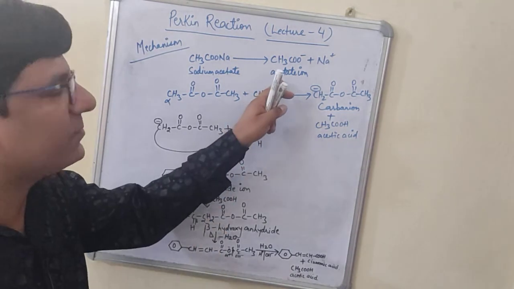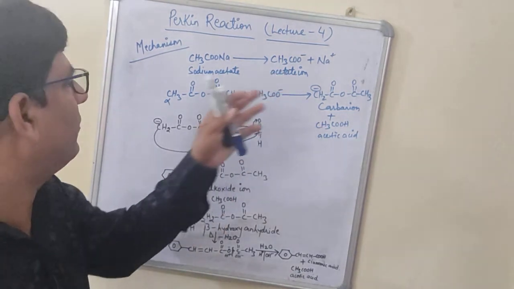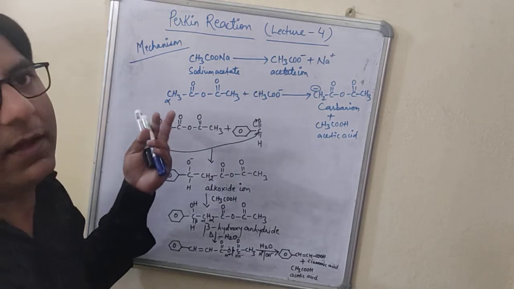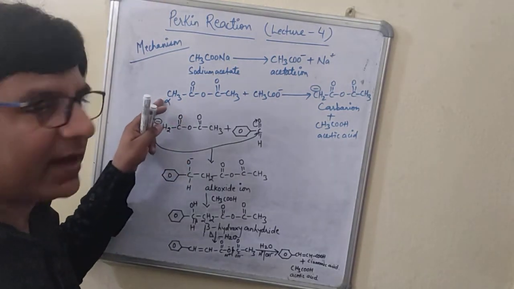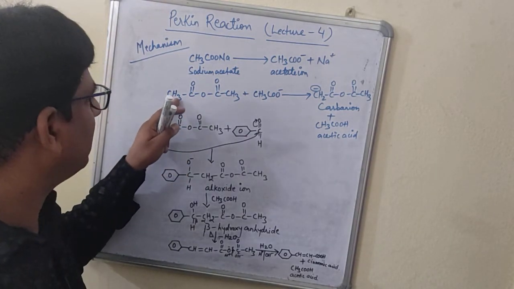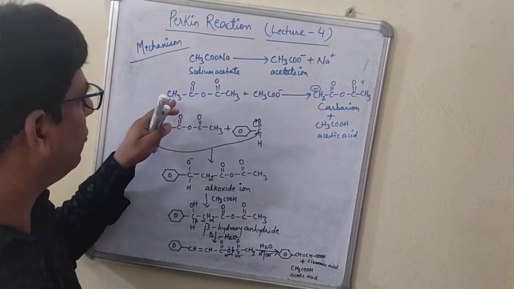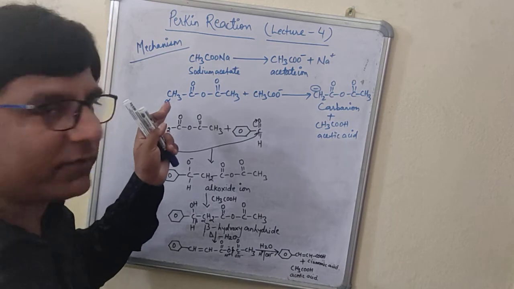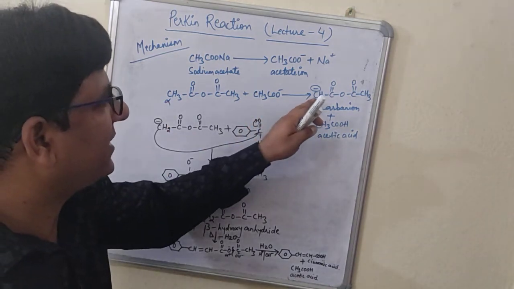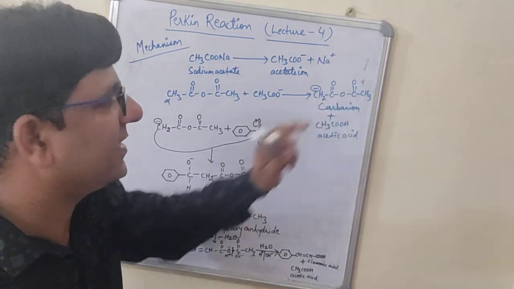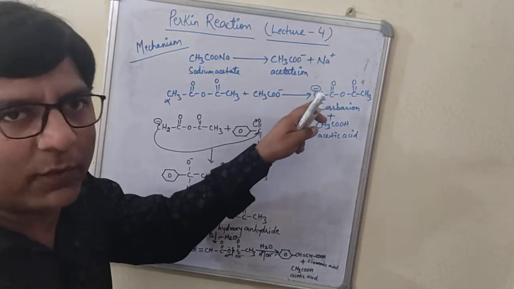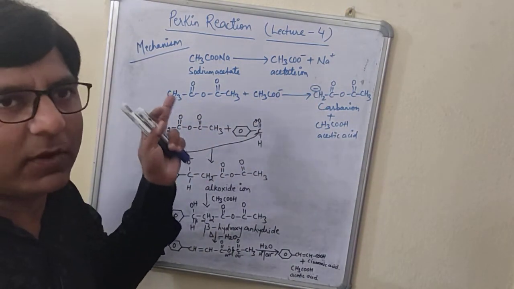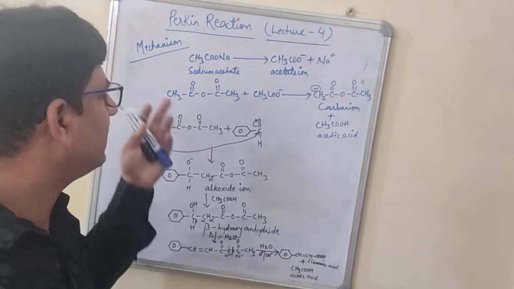And what is the role of this base? The role of this base will be to abstract the alpha hydrogen. You know this is the alpha carbon. So this alpha carbon, 3 hydrogens are there. So you can take out any one out of the 3. So I have taken one hydrogen from here and I have written here CH2COOCOCH3, and I have put minus. Why? Because the hydrogen is moving out in the form of a positive charge. That is, in the form of a proton.